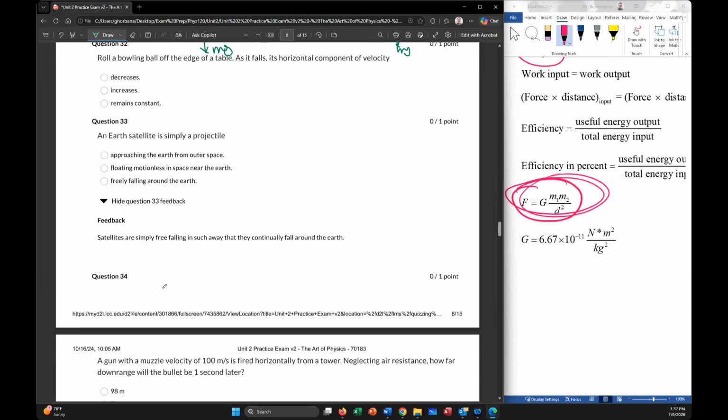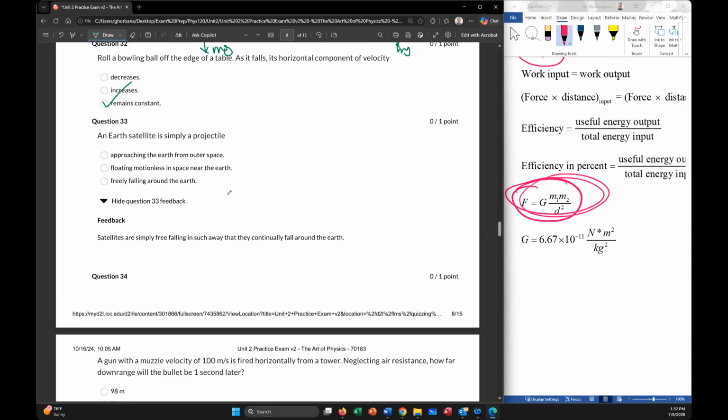A bowling ball rolls off the edge of a table. As it falls, its horizontal component of the velocity again remains constant.